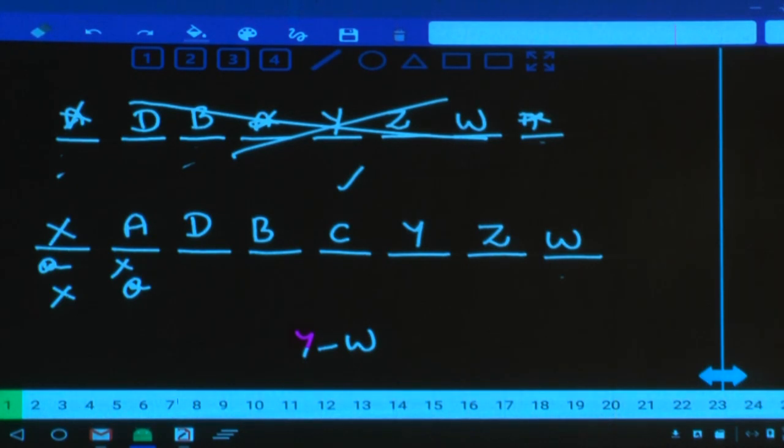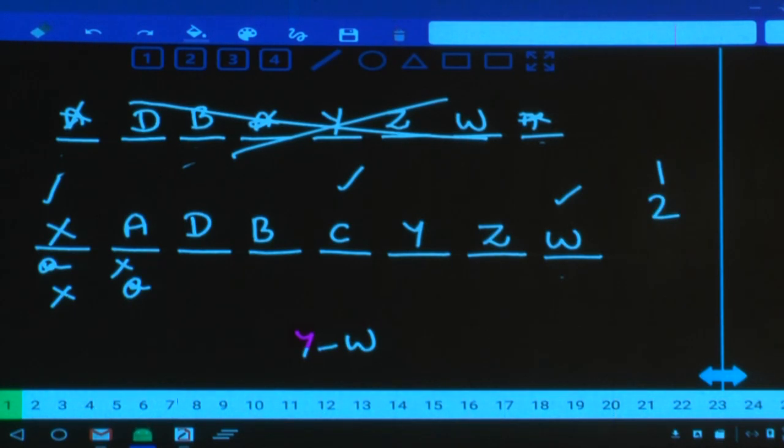Then question number 90. Which of the following pairs represent the persons seated at the two extreme ends of the line? Two extreme ends of the line, tell me who are those two persons, W and X. W and X, that is choice one. 91. How many persons are seated between Y and D? Between Y and D, tell me how many persons are there? There are two persons, B and C, that is choice two.